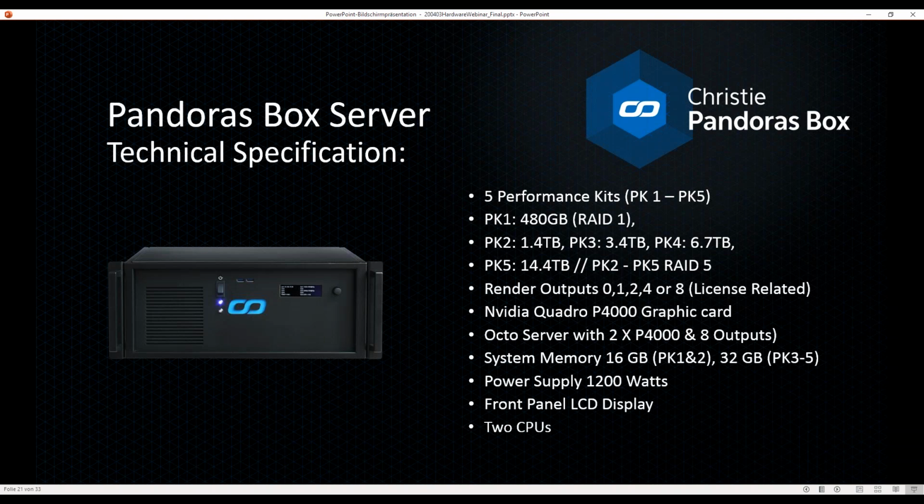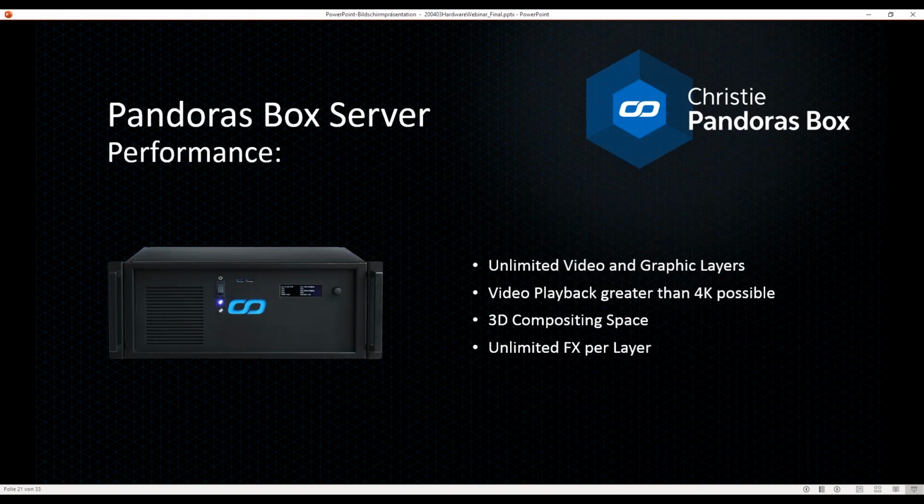And the system memory is a lot bigger. You can have 16 gigabytes on PK1 and 2 and 32 gigabytes on PK3 to 5. And a way bigger power supply because we have two big CPUs. It's 1200 watts, and a little LCD display, which you see over here with a little control knob where you can have some basic controlling stuff. The client can start a manager, can change network addresses and everything. Quite handy, actually. So, specifications. Performance.